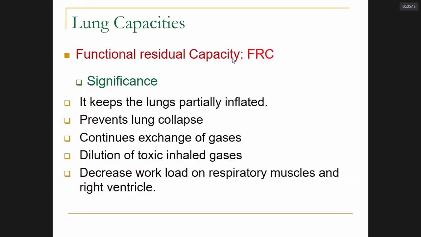This is the air for which the lung does not have to exert effort. This is always present in the lungs after normal expiration. In a way it decreases the workload on the respiratory muscles and right ventricle. It helps in the dilution of the toxic gases. It also ensures the exchange of gases and prevents lung collapse. It also keeps the lungs partially inflated, right?